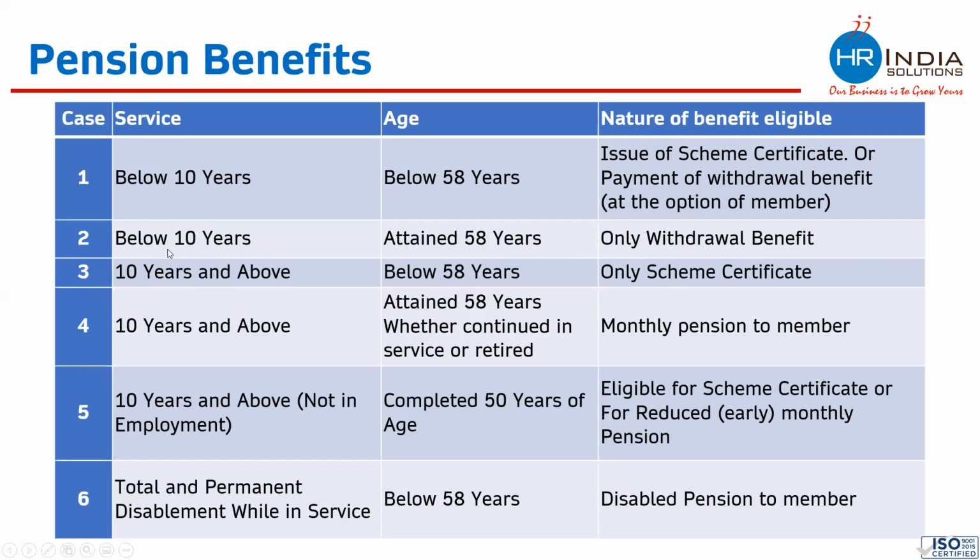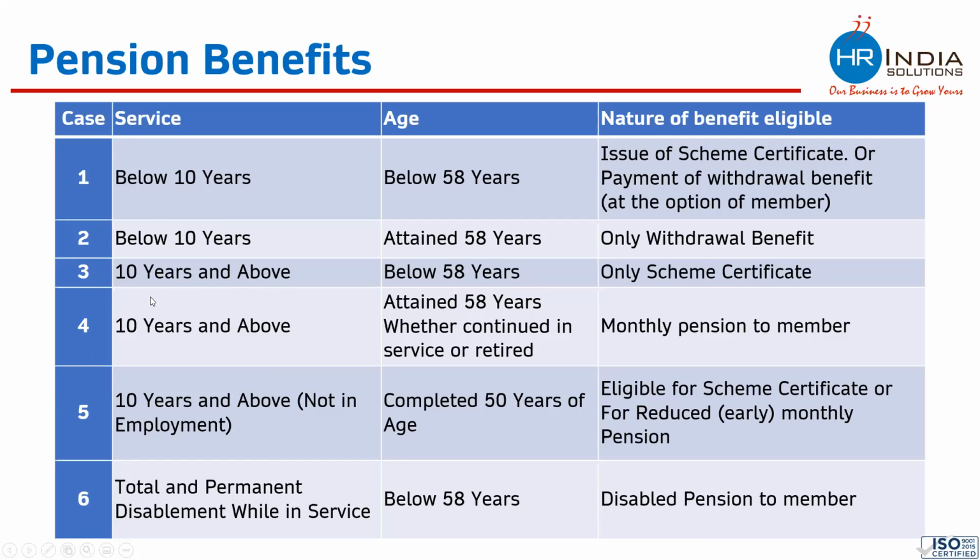Matlab he has served for 10 years, he has contributed for 10 years or more, but his age is below 58 years. In that case, he needs to wait till he reaches the age of 58 years to apply for the monthly pension. In that case, he can only apply for the scheme certificate. He needs to wait till he reaches the age of 58 years to apply for a monthly pension, if the service is 10 or more but his age is less than 58 years.